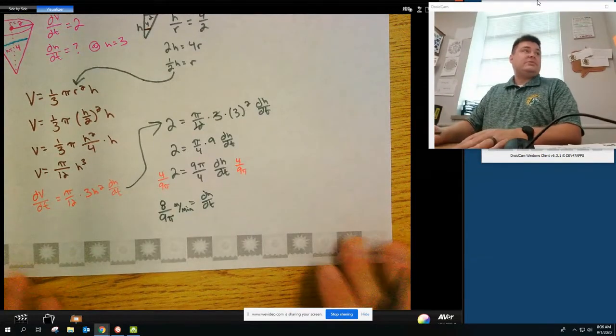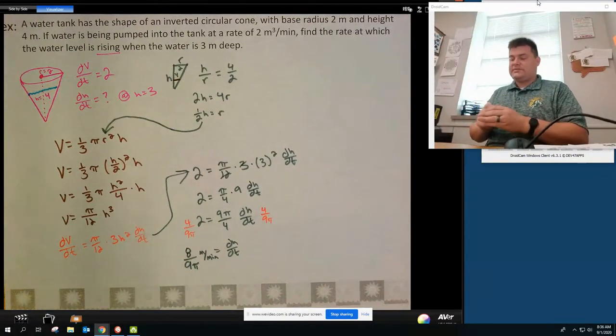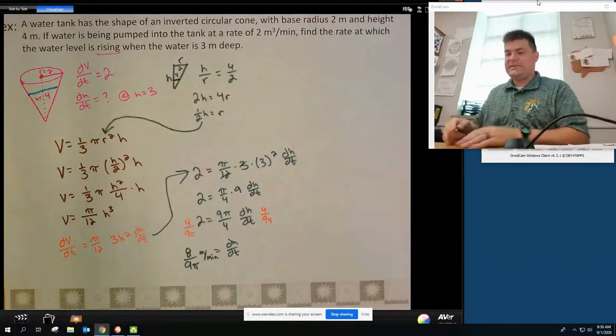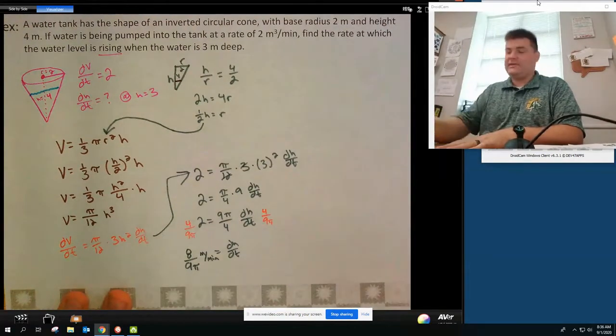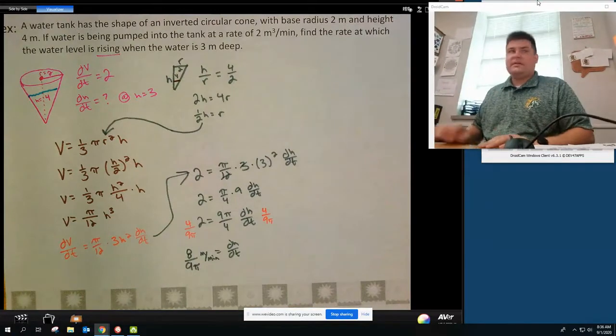And there you go. So that is our first related rates problem here in calculus. This one is probably a more difficult one because of this little part that you have to do right here. But this is related rates.